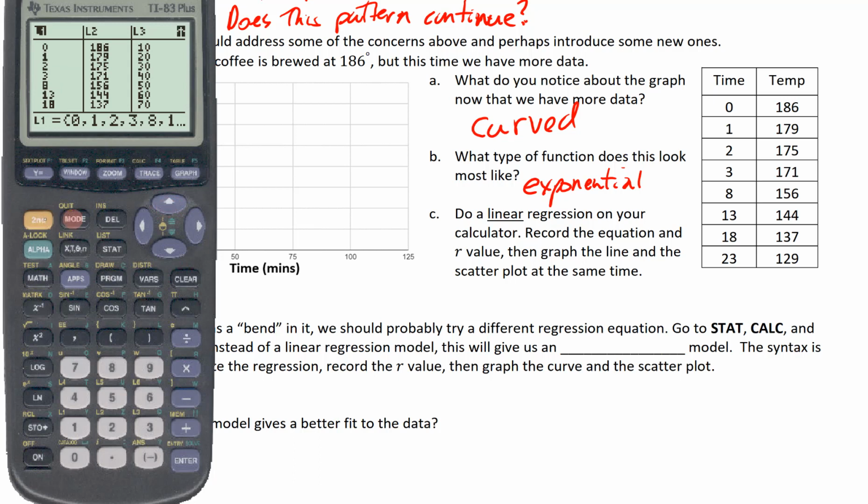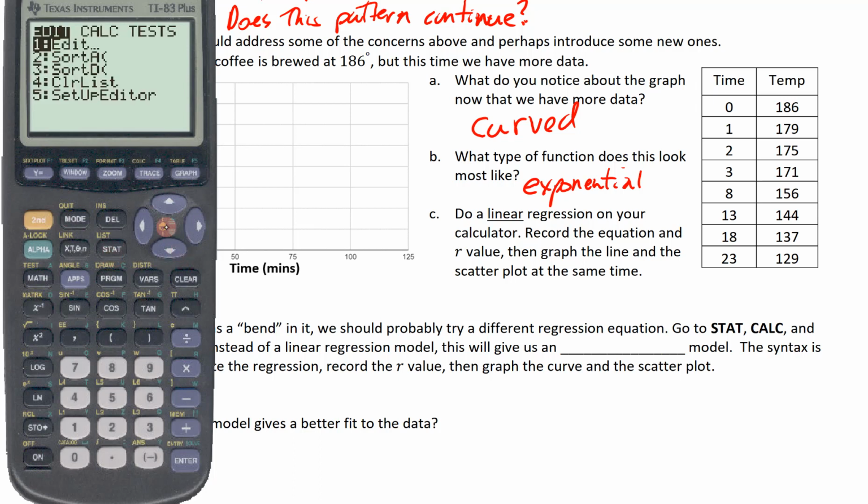So I'm going to go ahead and hit second quit, and I'm going to do a linear regression. So I'm going to hit stat. I'm going to hit calculate. I'm going to do number 4. Okay, so come down here and hit number 4. Now, automatically it's going to do a linear regression with L1 and L2. So it's going to give me these values right here.